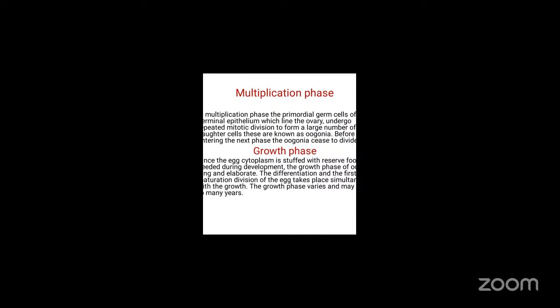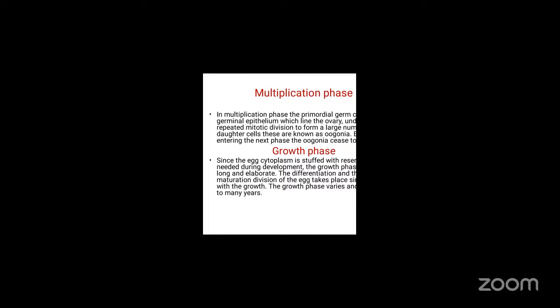They are all called oogonia. Before entering the next phase, the oogonia will cease to divide. So that is how, in the multiplication phase, the primordial germ cells of the germinal epithelium which line the ovary undergo repeated mitotic division to form a large number of diploid daughter cells, which are nothing but the oogonia. Once this multiplication phase is over, the oogonia has to enter the growth phase. Before it enters the growth phase, the multiplication phase has to be ceased, has to be stopped. Then only can it enter into the growth phase.